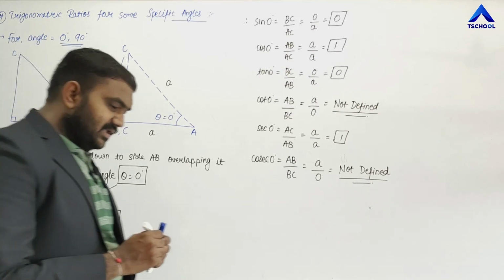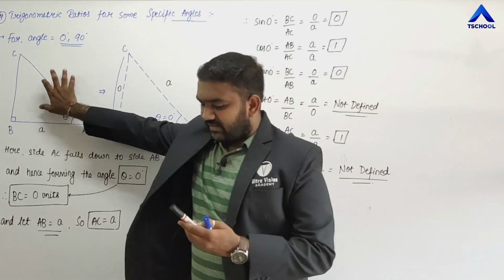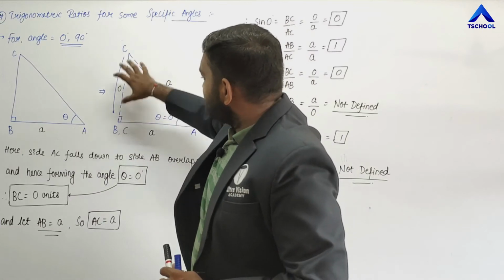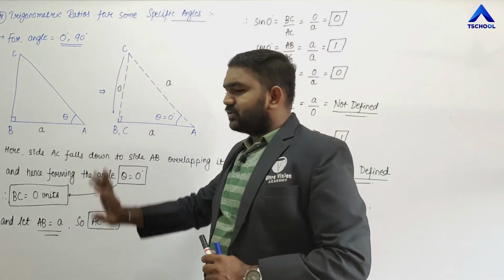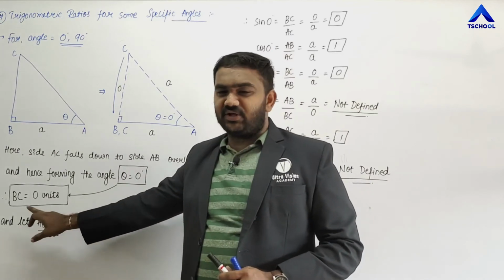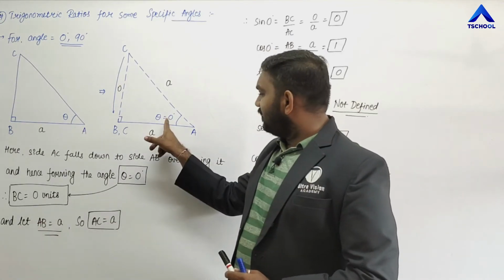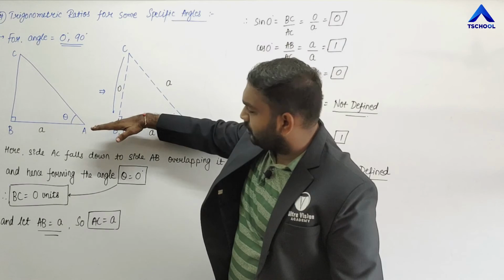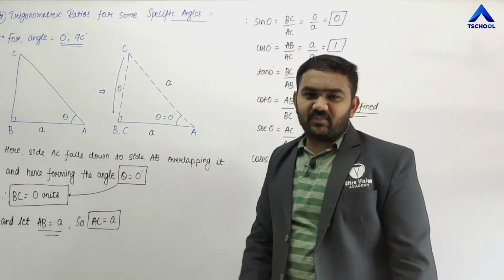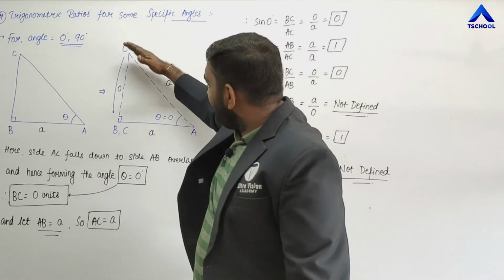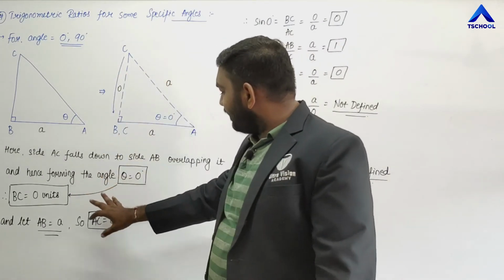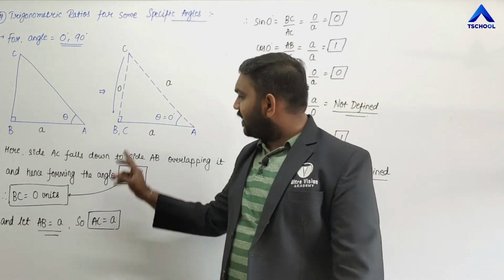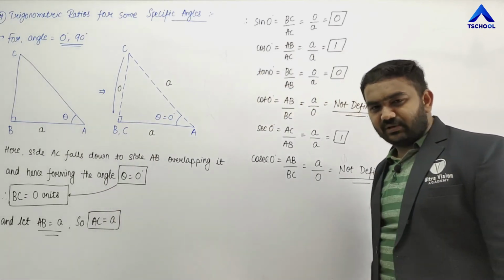Again, let me remind you friends what we did here. We had this triangle as our reference triangle, and in this triangle we simply made this side BC equals to 0 units. How does this become 0 units? When this angle theta becomes 0 degree, this side will fall onto this side, that means the hypotenuse will fall onto the adjacent side, and hence the opposite side BC will become 0. We have let AB equals to A, and applying the Pythagoras theorem we will get AC also equals to A.